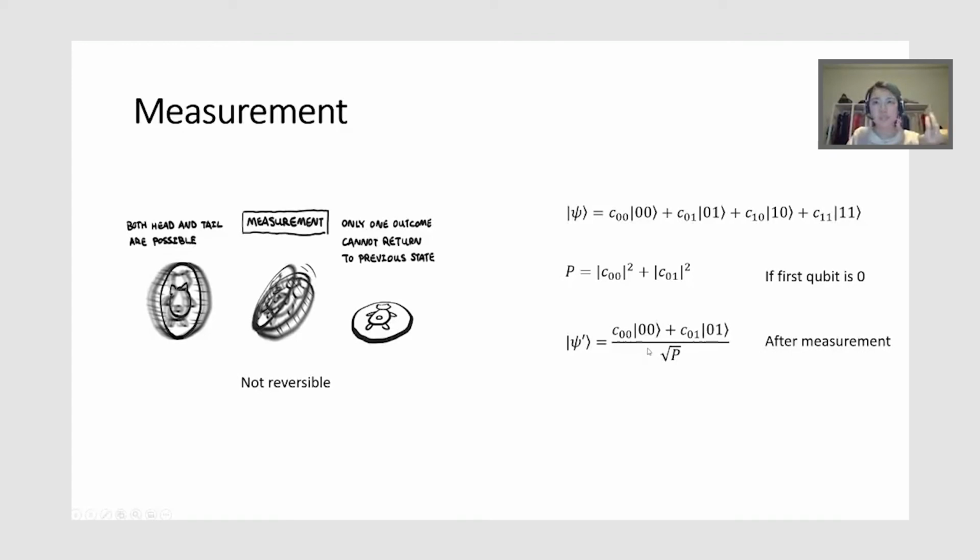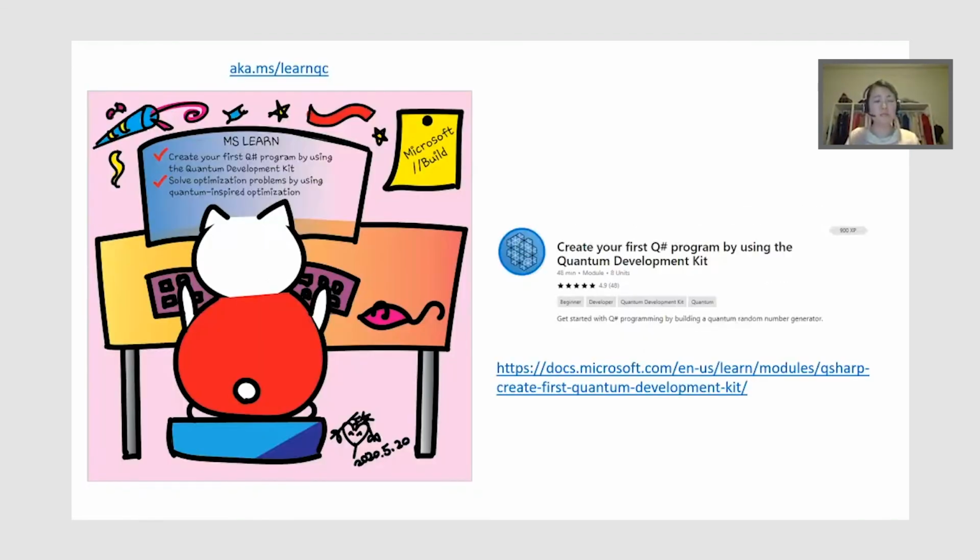If you then measure the second qubit, then it would be either 0 or 1. So if your outcome is 0, then it will be this state that is contributing to your measurement. And you would know the probability will be calculated from the C00. That's what measurement is. And we should do some exercises.